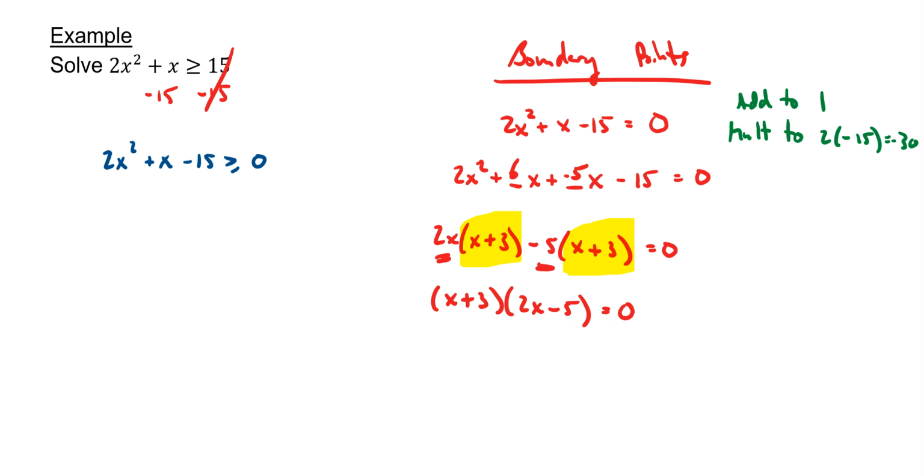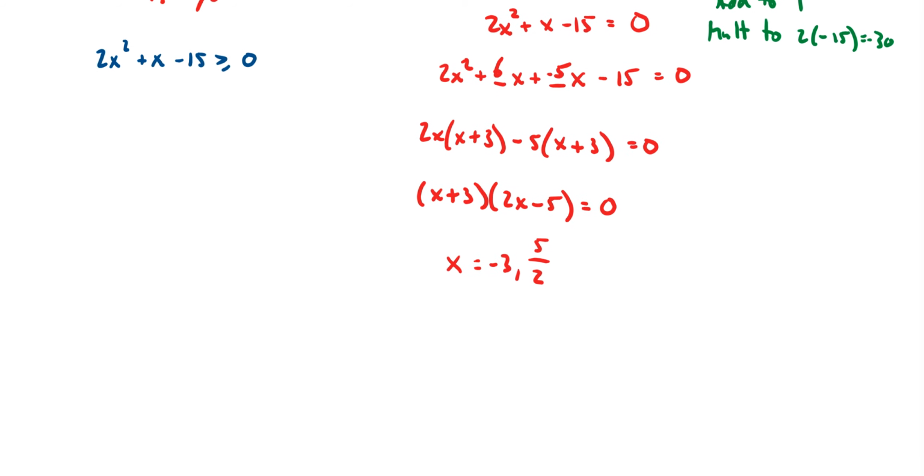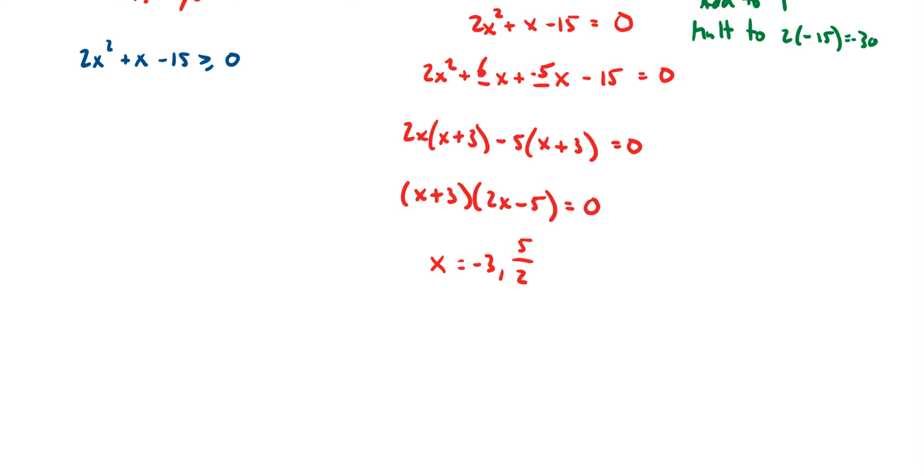So all that work, hopefully not too bad, was just in order to factor that expression on the left. And now we set both of those factors equal to 0 separately. We get negative 3 and positive 5 over 2. So just like before, now we're going to do a really rough sketch of this graph, and it's going to become just as easy as it was in the previous one.